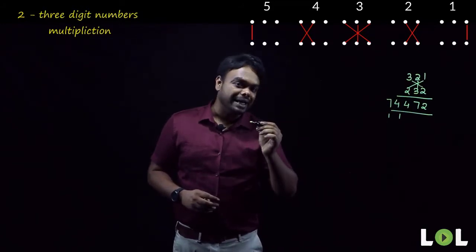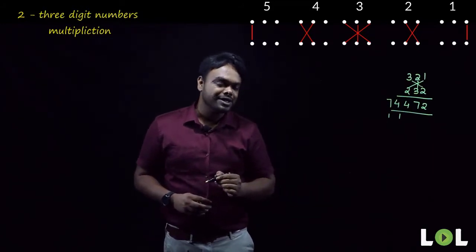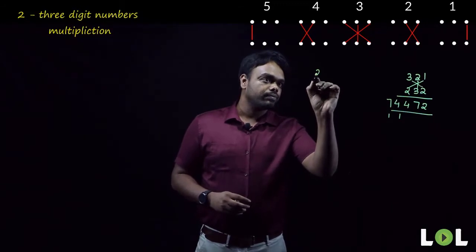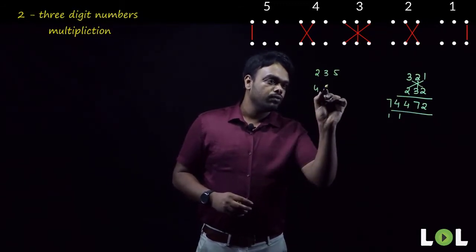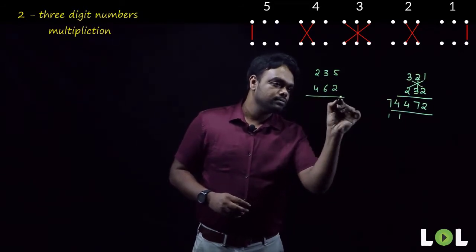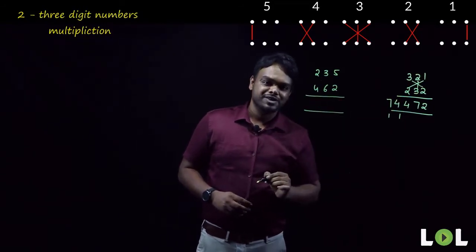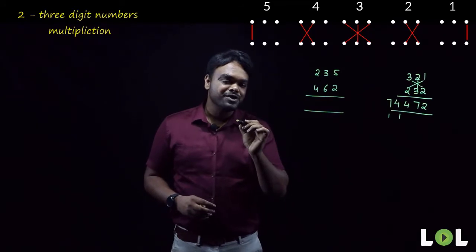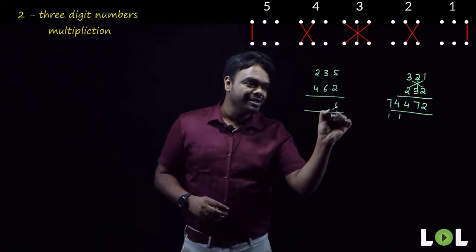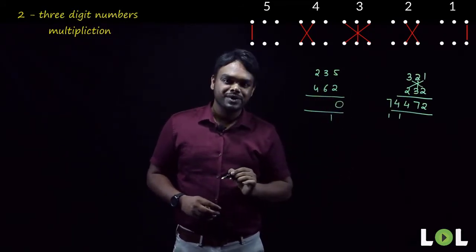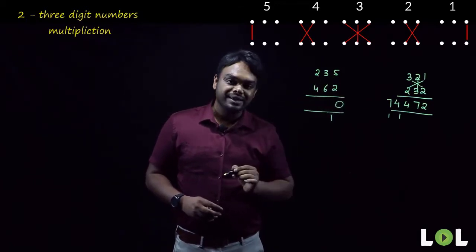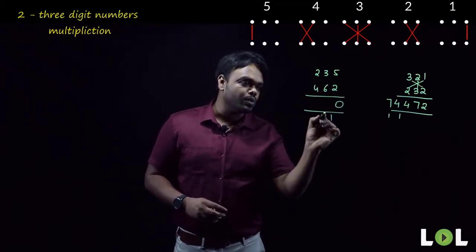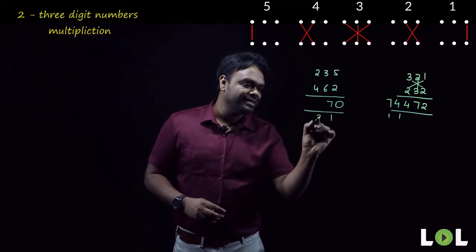Let us slightly increase the level of the numbers. Suppose if I take 235 into 462. Let us multiply. Same method. First step, first column, 5 into 2, 10, 0, 1 carry. Next, 2 columns, 3 into 2, 6, 6 into 5, 30. 36 plus 1 carry, 37, 3.